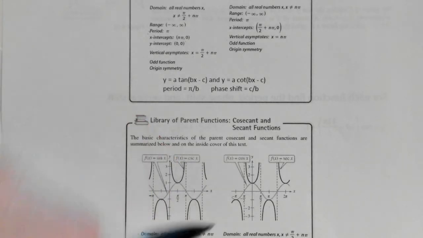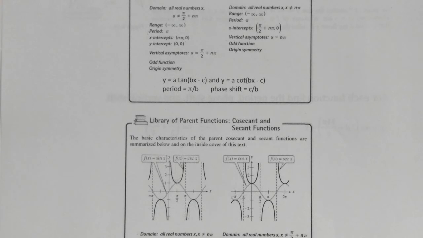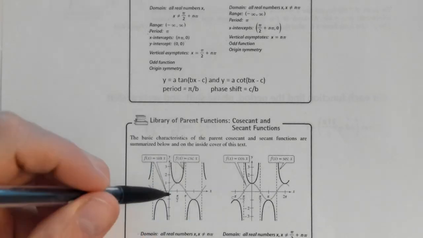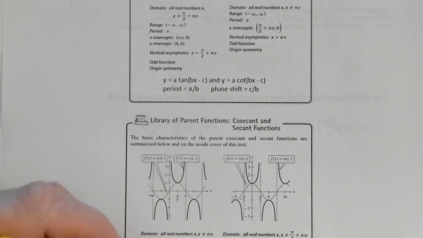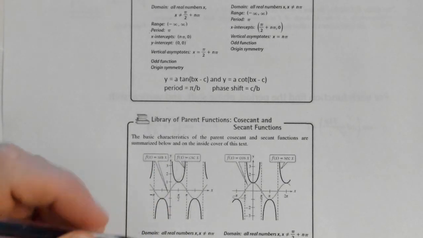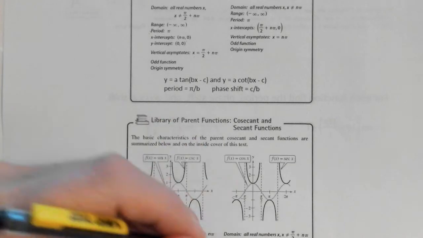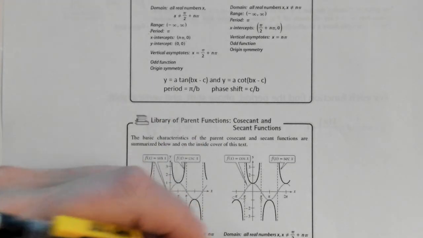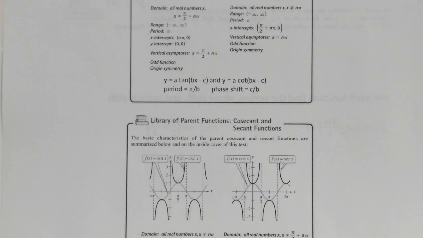Vertical asymptotes also still exist here. So for the cosecant, it's at multiples of pi is where your vertical asymptotes are. And then when you shift it over to secant, then you just have to add a pi over 2 to those intervals, and then you'll have it.